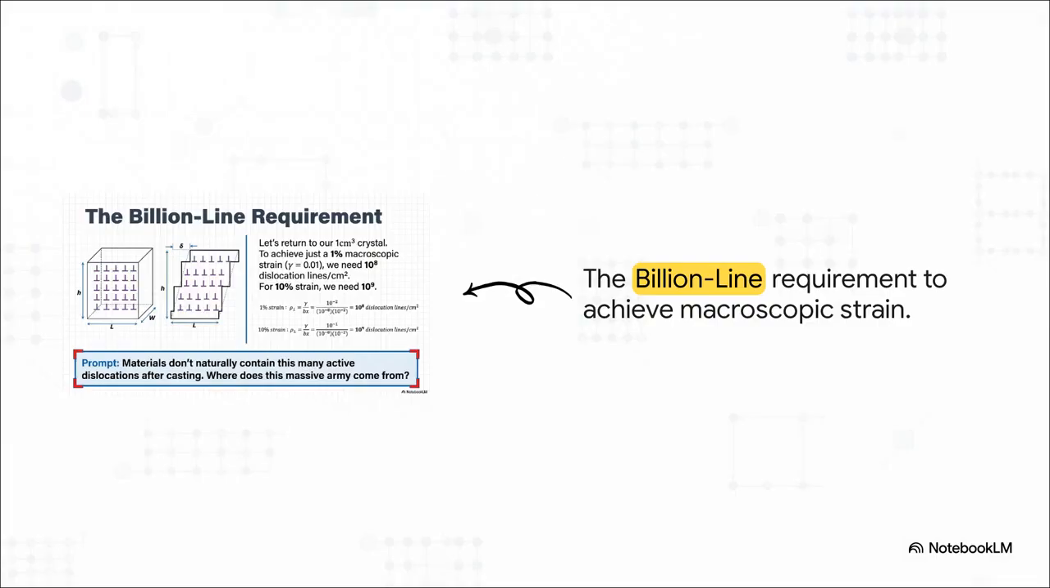But wow, the math presents a pretty staggering reality. To achieve just 1% macroscopic strain in our little 1 centimeter crystal, the equations say we need 10 to the 8th power dislocation lines per square centimeter. Guys, that's 100 million lines. And for 10% strain, we literally need 1 billion. The crazy thing is, materials simply do not naturally contain this massive active army right after casting. So where exactly are they all coming from?